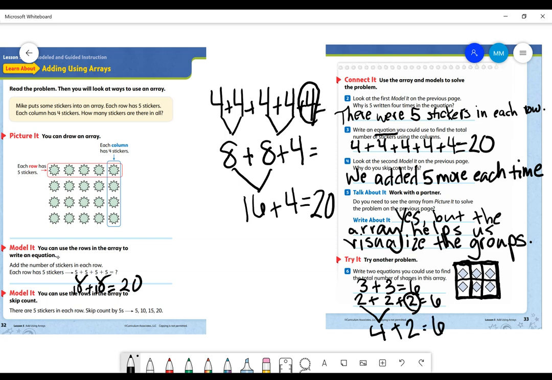So this array helped us solve the same whole, but using different equations. For our first equation, we did a doubles fact. We only had 2 parts that made the whole 6. When we used the columns, we had 3 parts that we added together to make a whole of 6 as well. Even though they made the same whole, they used parts in different ways.